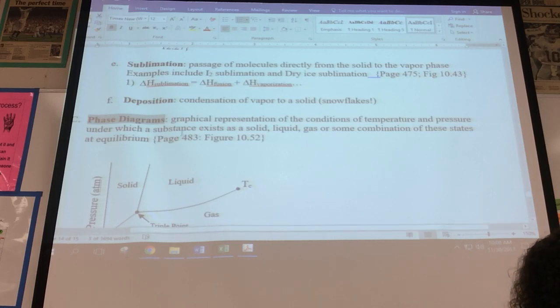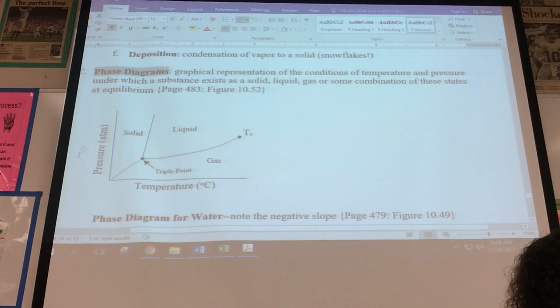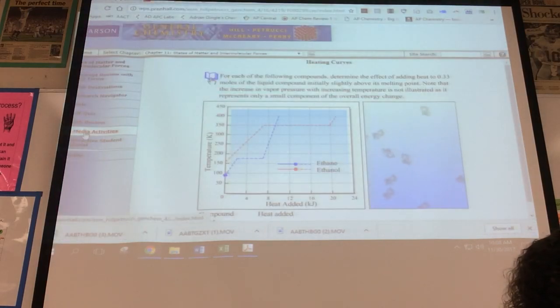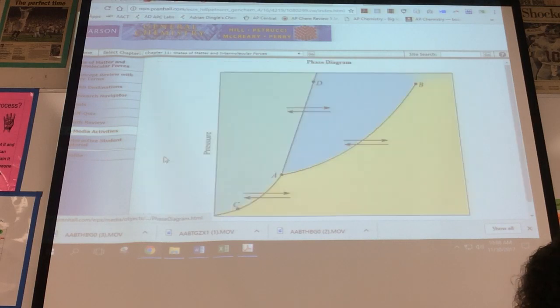So with phase diagrams, you're going to have some type of graph in which you've got pressure versus temperature, but what's cool is you can see all three states of matter, solid, liquid, and gas, always in these three positions. So if we were to look at a phase diagram, in green is the solid region, in blue is liquid, and in yellow is gas. And this should look familiar to many of you.